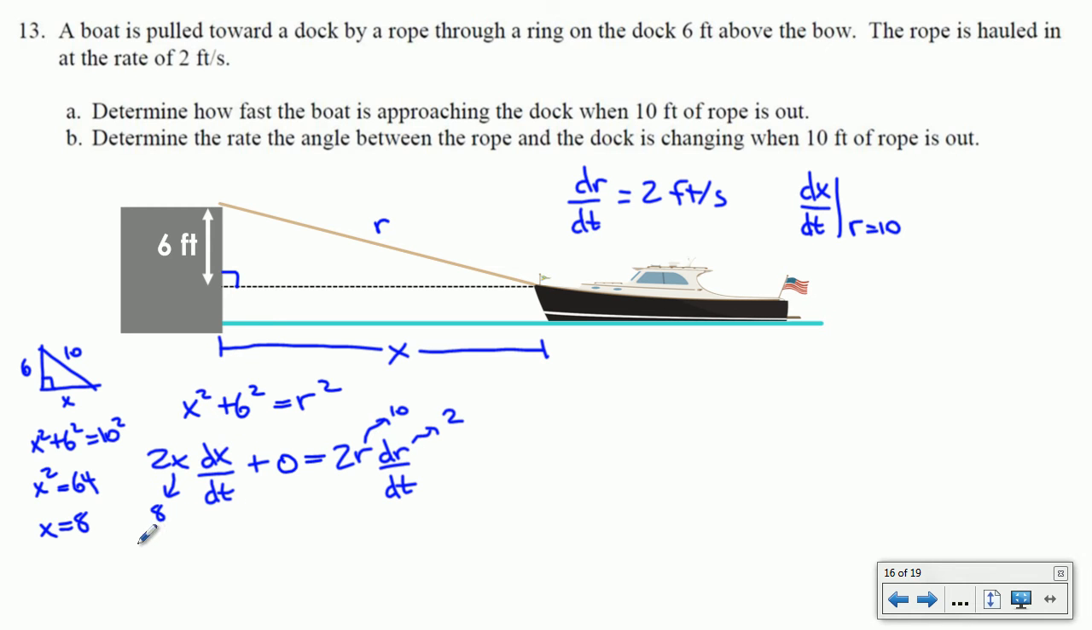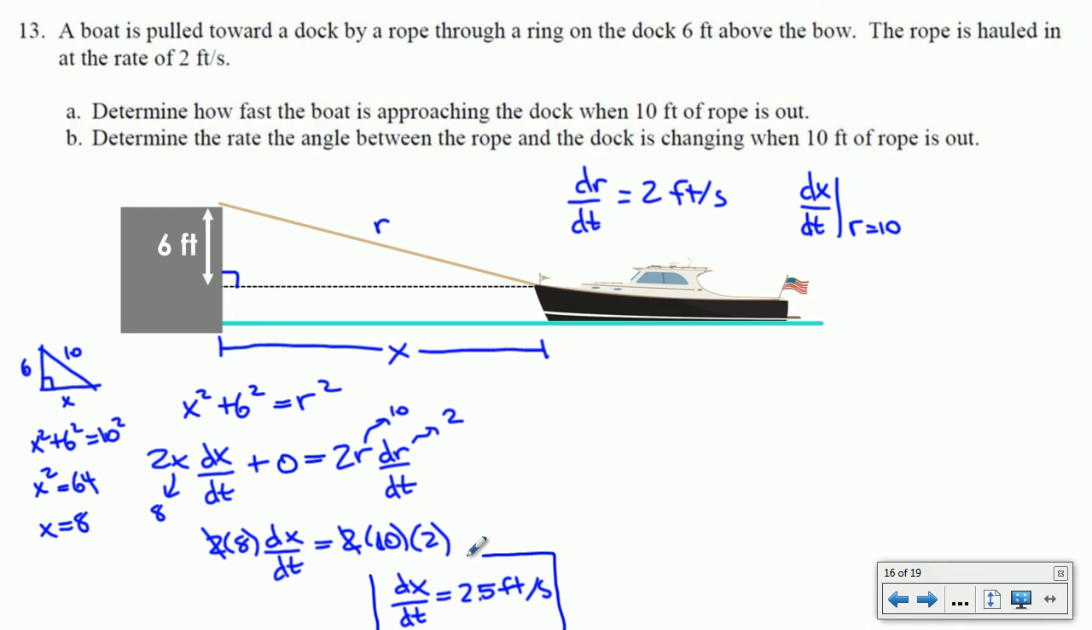So now we just need to sub in everything we know and solve for dx/dt. So we would get 2 times 8 times dx/dt equals 2 times 10 times 2. So I guess we could divide both sides by 2 and then divide both sides by 8, and eventually we would get dx/dt is equal to 2.5 feet per second. And that's the final answer for part A.